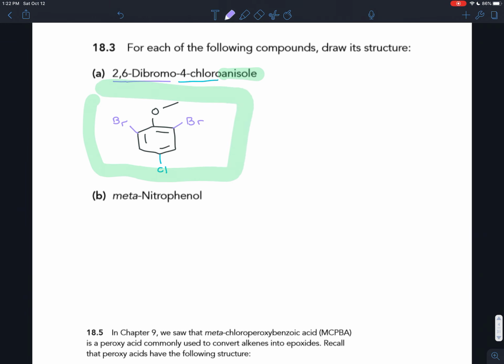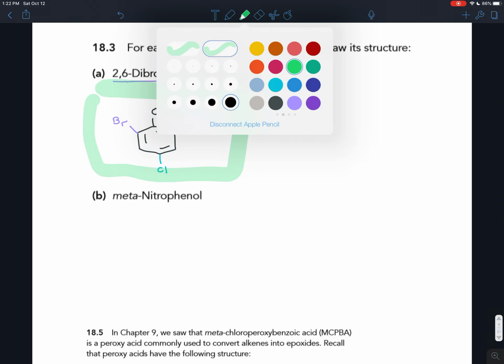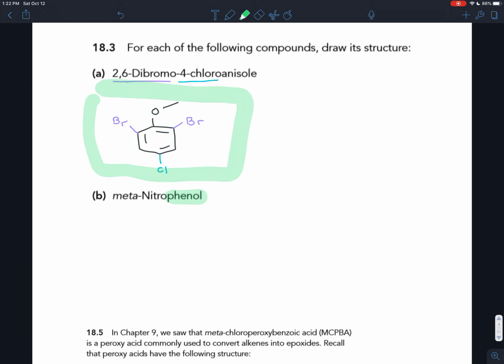For B, yet again, the first step is recognizing the one of those 6 derivatives. In this case, it's phenol. Phenol is benzene with an OH on it. And there's no way you could predict that except by having memorized those derivative names. So that's phenol. And here we have a nitro group. Now remember, nitro is an NO2 coming off of the ring.